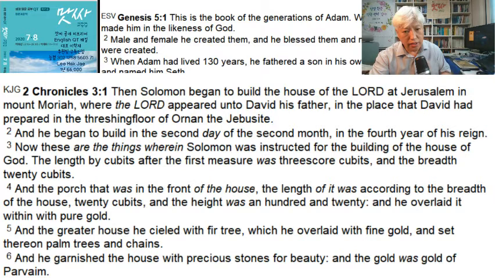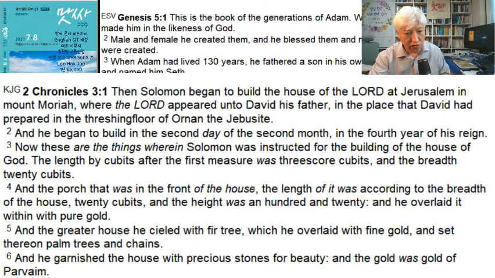Then Solomon began to build the house of the Lord at Jerusalem in Mount Moriah, where the Lord appeared unto David his father, in the place that David had prepared in the threshing floor of Ornan the Jebusite. Verse 2. And he began to build in the second day of the second month, in the fourth year of his reign. Verse 3. Now these are the things wherein Solomon was instructed for the building of the house of God. The length of cubits after the first measure was 60 cubits, and the breadth 20 cubits.